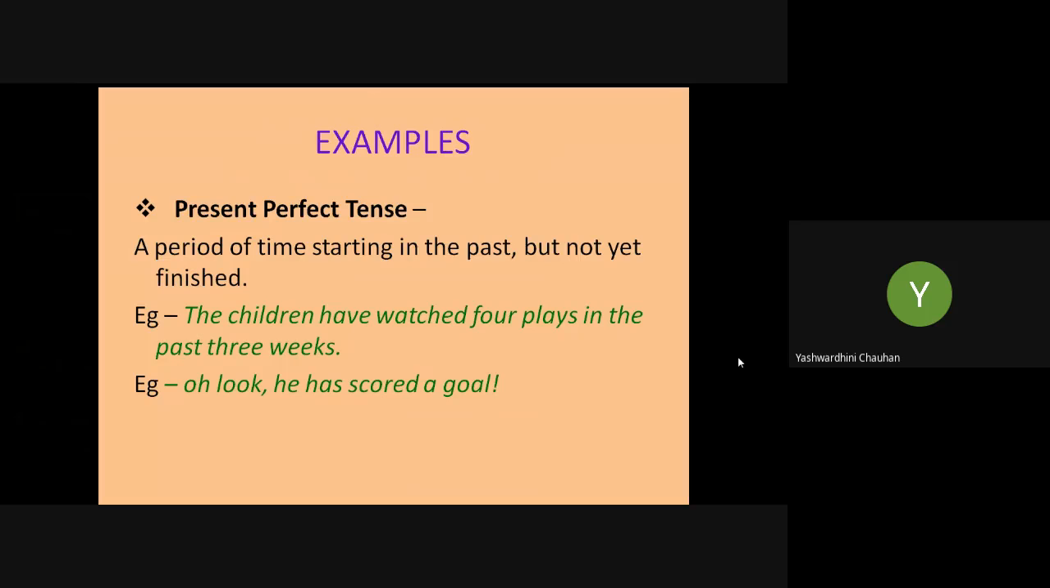Let's take the example, present perfect tense. A period of time starting in the past but not yet finished. The children have watched 4 plays in the past 3 weeks. Something that has been happening but not finished. Oh, look, he has scored a goal, which means an activity is going on and he can score another goal also.